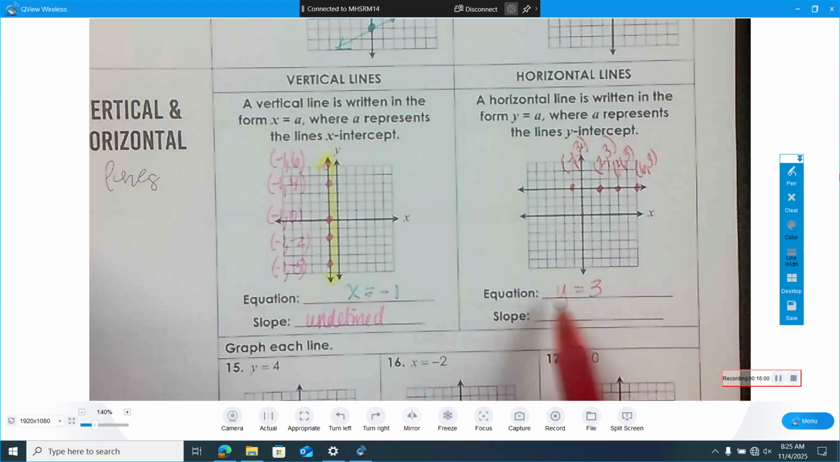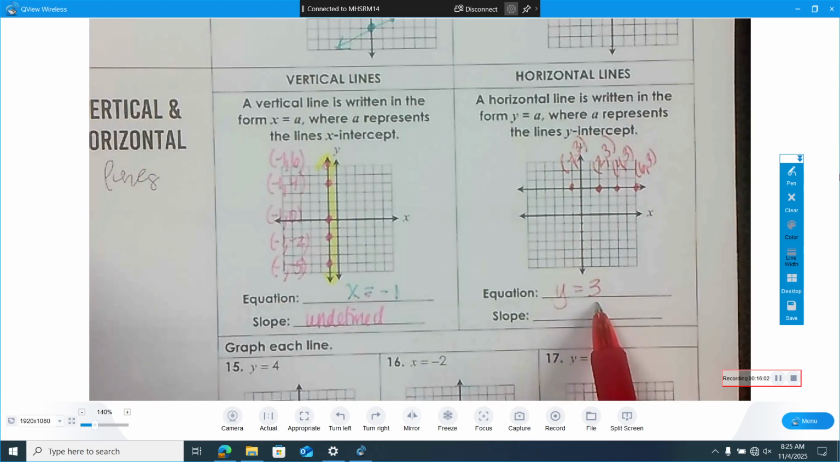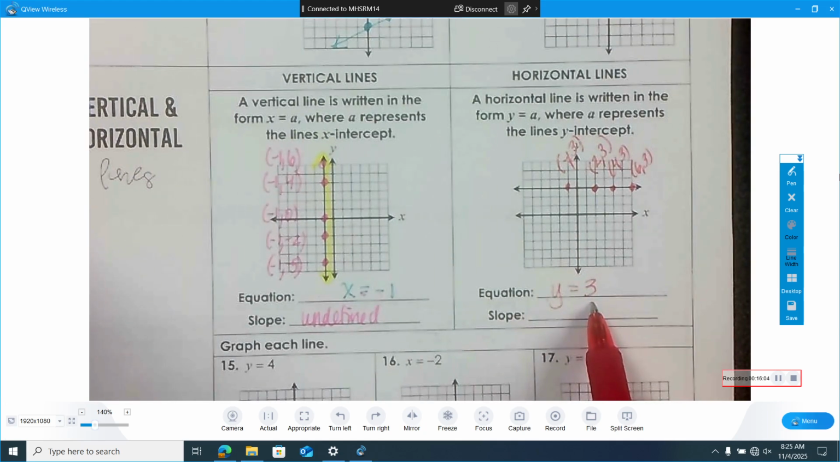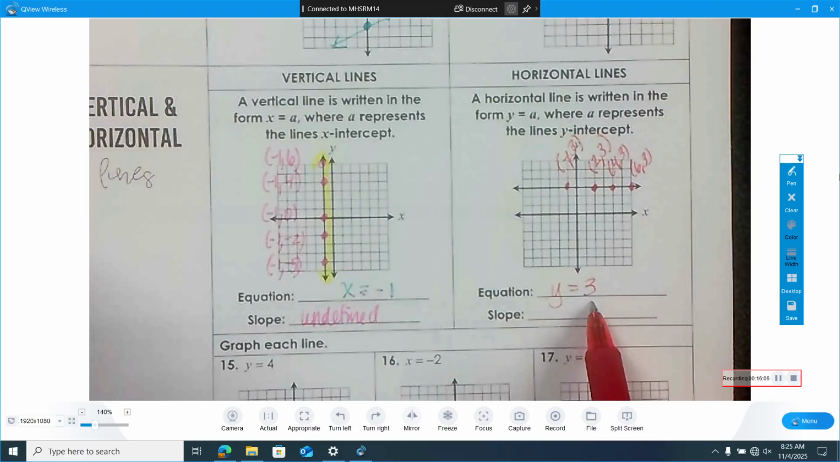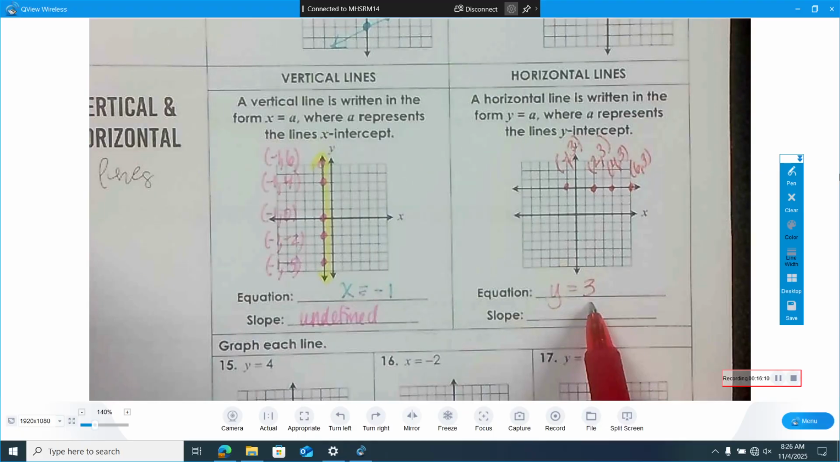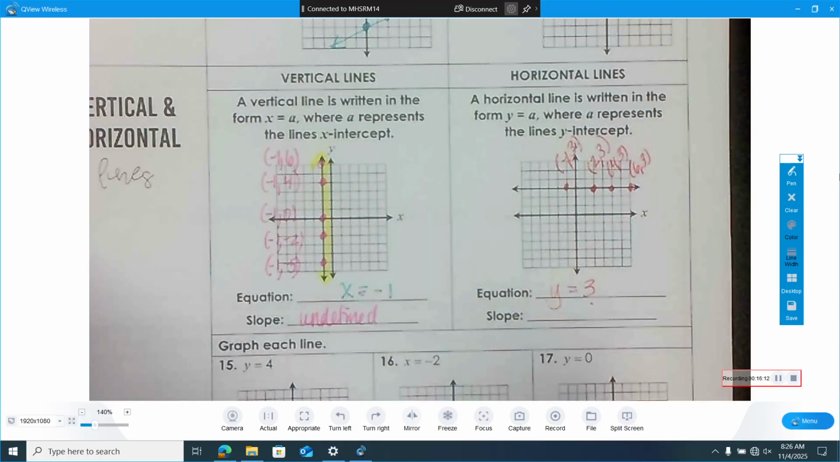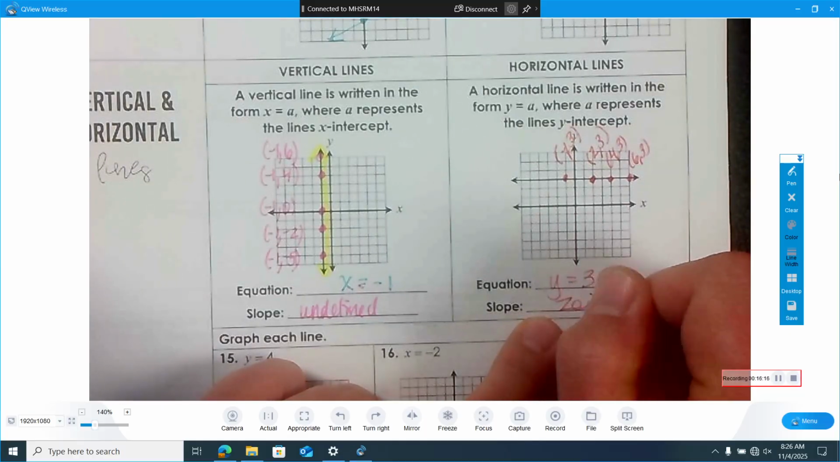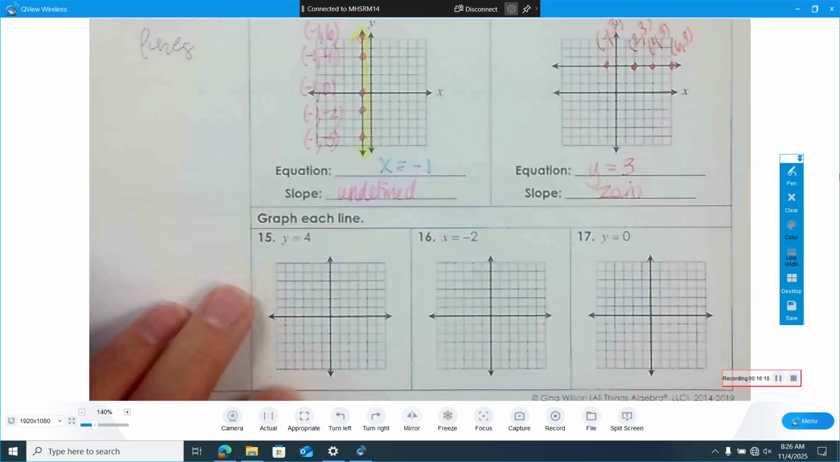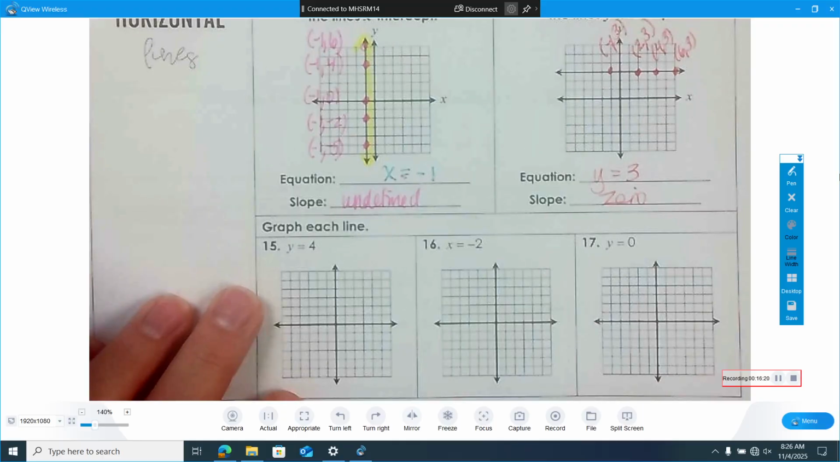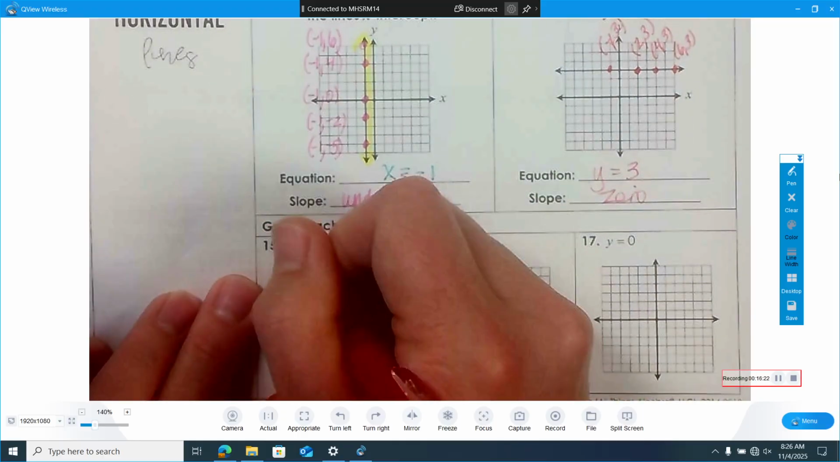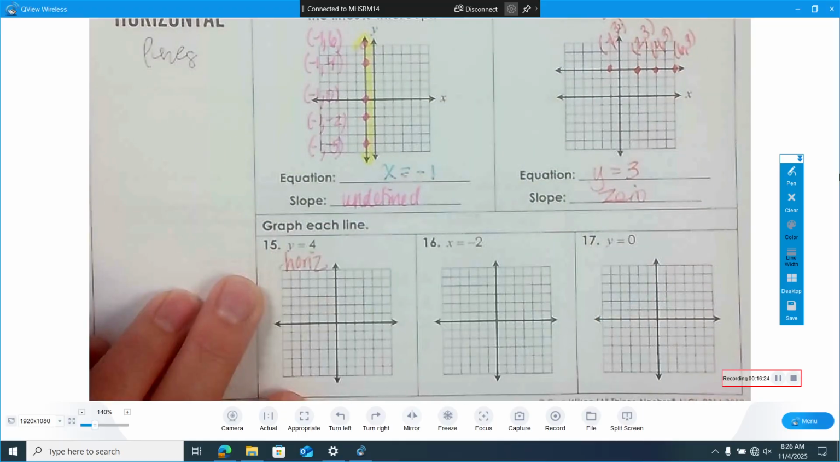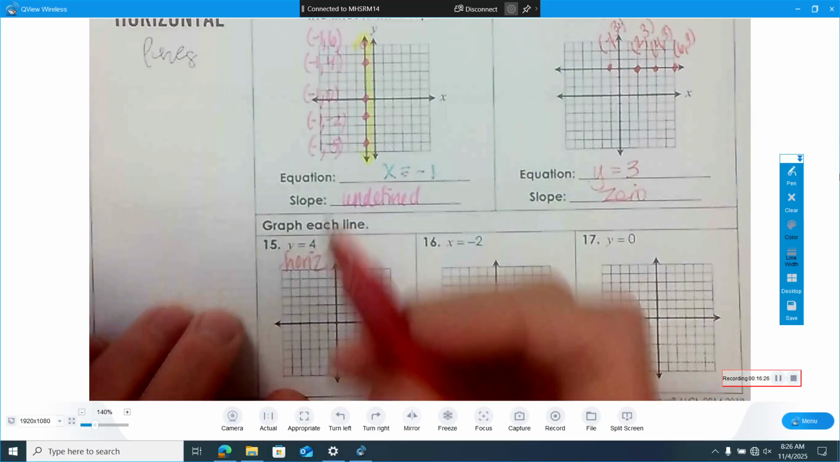Okay, so this equation makes perfect sense, right? Nothing fancy. It's just pretty darn straightforward once you're like, oh yeah, that absolutely makes sense, doesn't it? This entire line forever, the y value is 3. What's the slope of this line? 0. Okay. Ladies and gentlemen, number 15, vertical or horizontal? Horizontal.